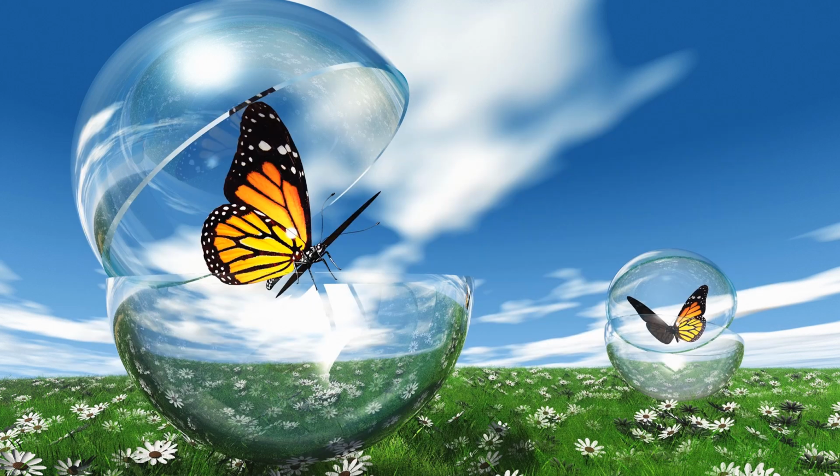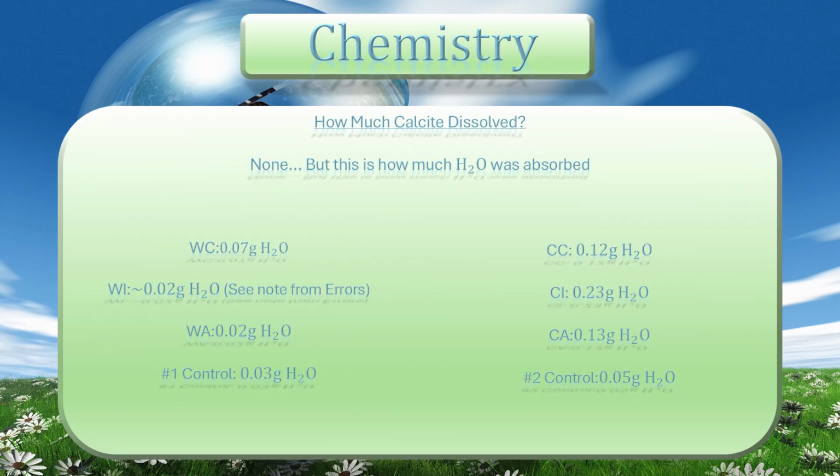scale. So, speaking of interpretations, how much calcite was dissolved? None. But this is how much H2O was absorbed. If you've seen these numbers before, it's the same as the mass gained, the change of mass. Again, a little weird thing with the warm intermediate, but it's cool seeing how much water was absorbed.